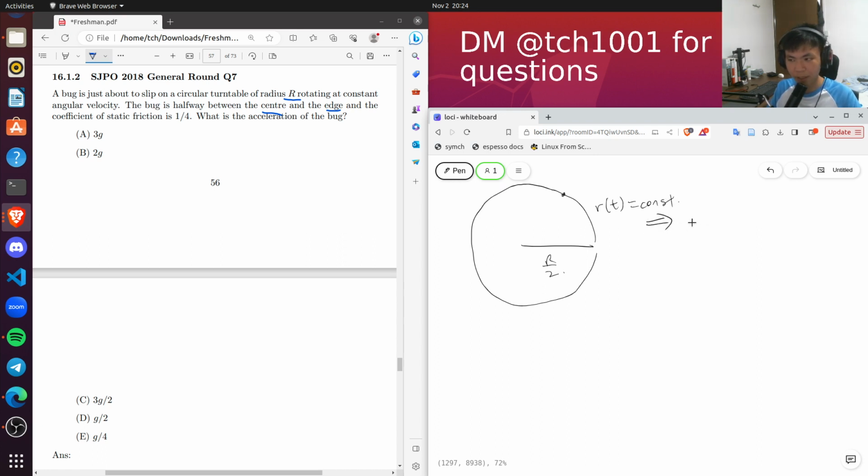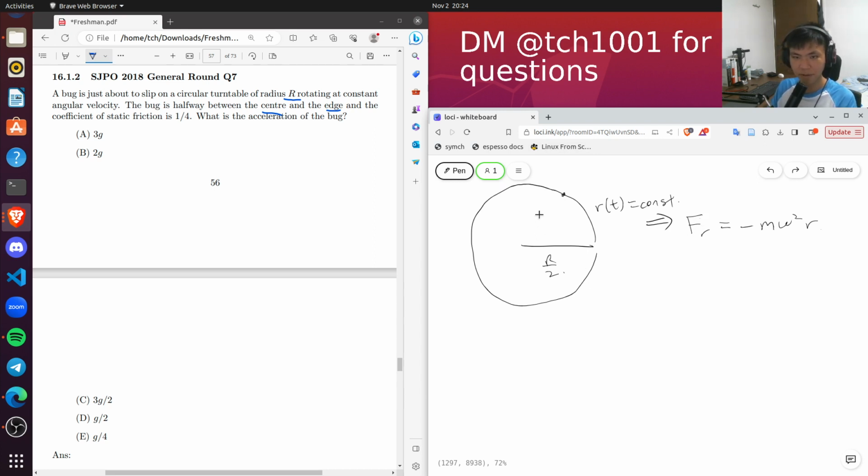If you're not sure why this is the case, then please review the previous video on centripetal force. But that will imply that the force in the radial component must be minus m omega squared r, where r is the radius they're trying to keep it at, right? So in this case, what is the force providing centripetal force?